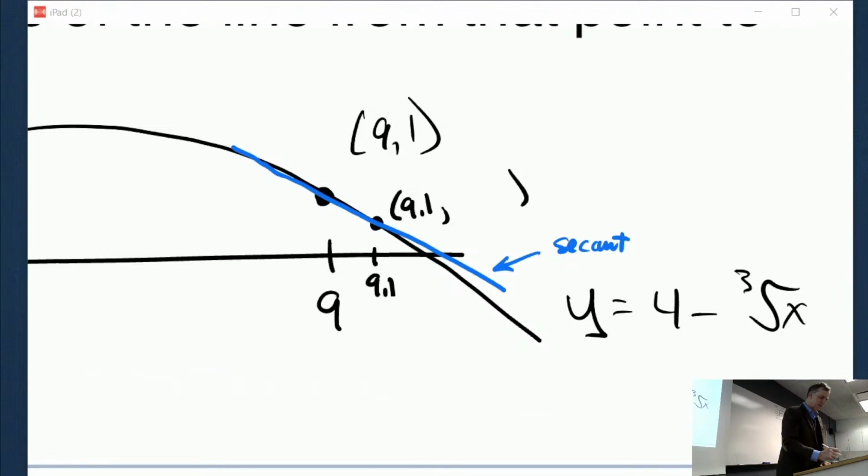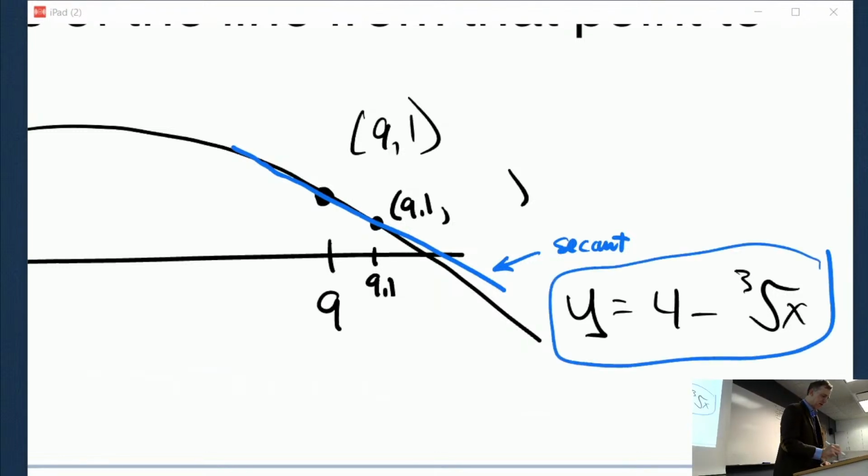So I guess I need to come up with the function value. So your next job is to plug on your calculator, take 4 minus the cube root of 9.1. Do that on your calculator, and we'll see where we are.